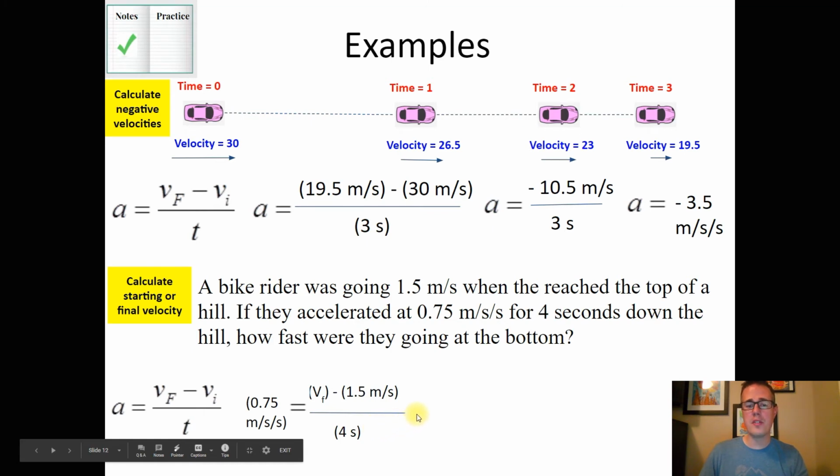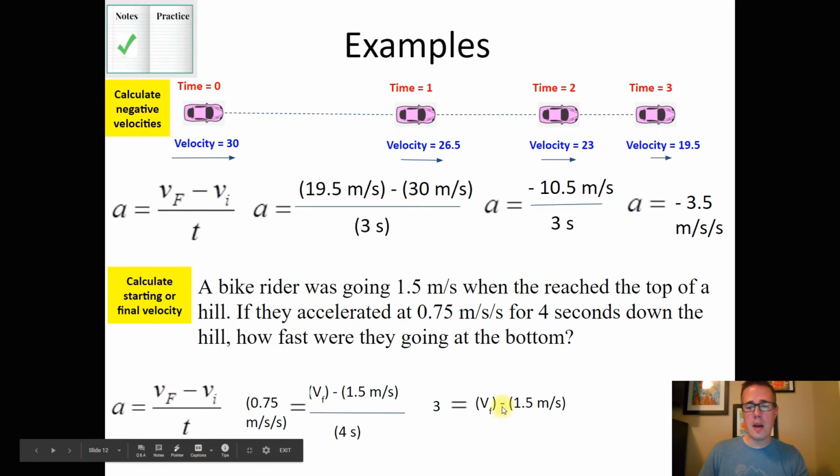Now, order of operations says in order to get to this v, we have to get rid of this bottom part first. We have to multiply first because this is division. And to undo it, we have to do multiplication. So we're going to multiply both sides of this equation by 4 in order to get this off the bottom. So when we do that, we'll get 3 equals velocity final minus 1.5. We got rid of that 4 on the bottom.